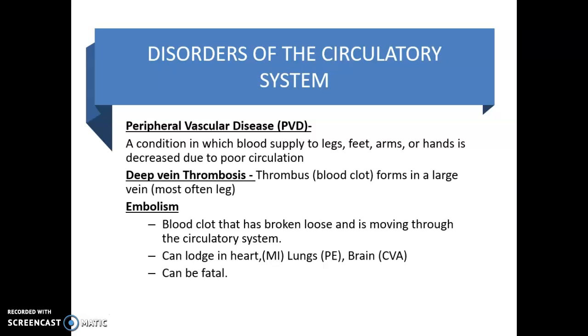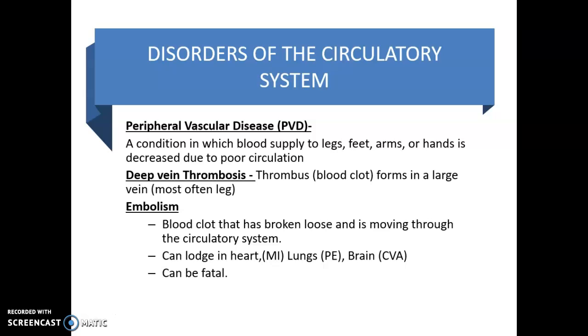Peripheral vascular disease, PVD, is a condition in which blood supply to the legs, feet, arms, or hands is decreased due to poor circulation. Deep vein thrombosis. A thrombus is a blood clot. With deep vein thrombosis, a blood clot forms in a large vein that's often in the leg. An embolism is a blood clot that has broken loose and is moving through the circulatory system. So deep vein thrombosis is just kind of embedded in the leg, and you know you got a blood clot in your leg. If it breaks through and lodges, then it turns into an embolism.